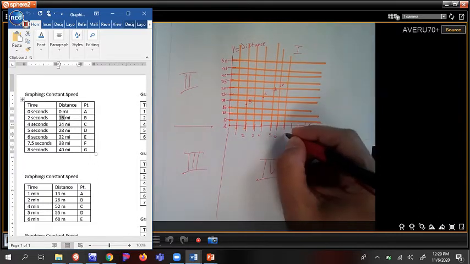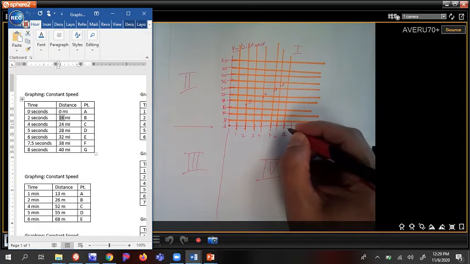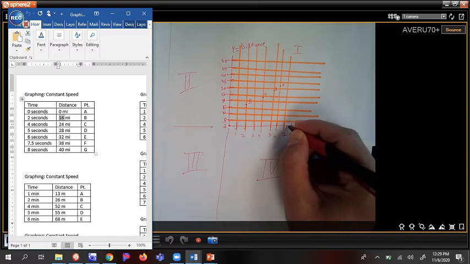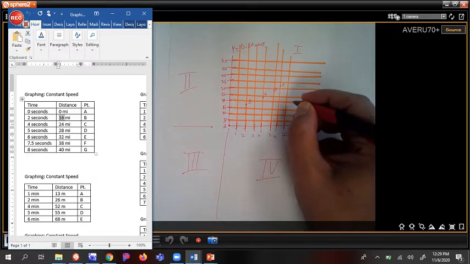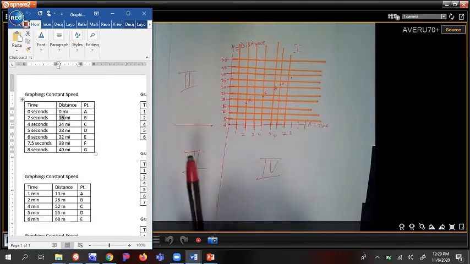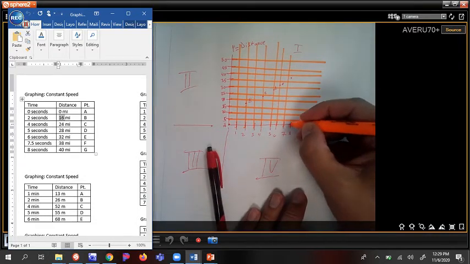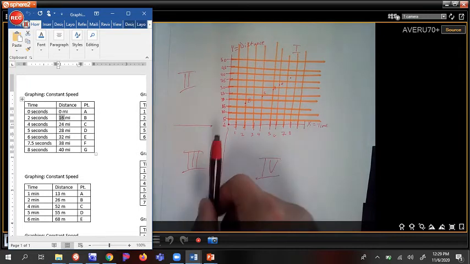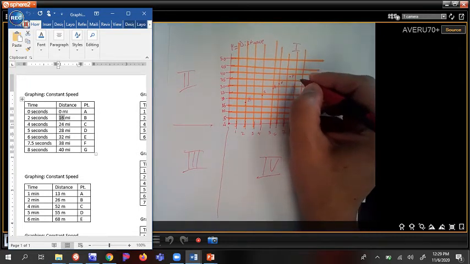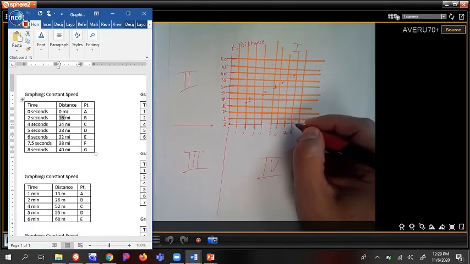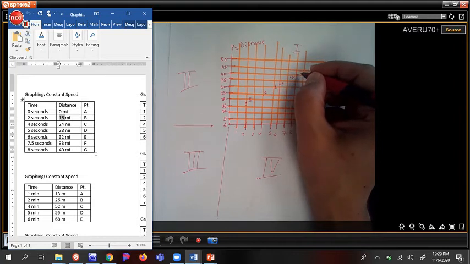Bloop, bloop. 7 seconds. Ooh, this is a tricky one, y'all. It says 7.5. So I know that that's going to be halfway between 7 and 8. And I'm going to go all the way up to where 38 seconds is at. So it's going to be just above 35 and just below 40. Looks like I'm missing a line. Let's freehand this bad boy. Cool. And that is point F. Finally, point G is going to be 8 seconds and 40 seconds. Okay.